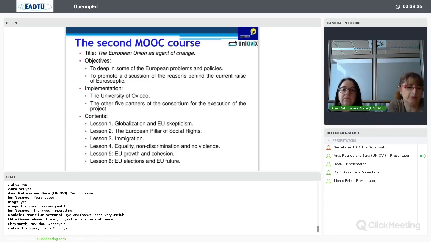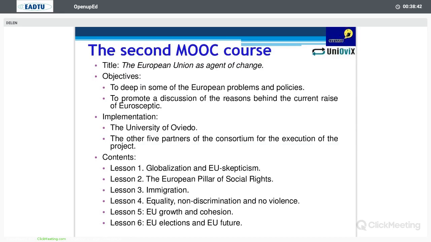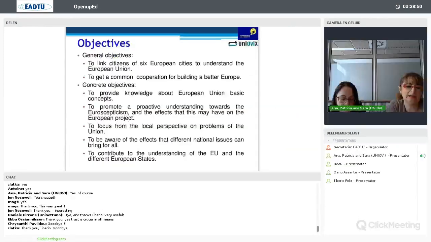The concrete objectives of this project are to provide knowledge about the institutional structure of the European Union, its history, its achievements, and its multi-level governance system. Promote a proactive understanding of the origins, consequences, motivations, and possible solutions of the rise of Euroscepticism and the effects that this may have on the European project.